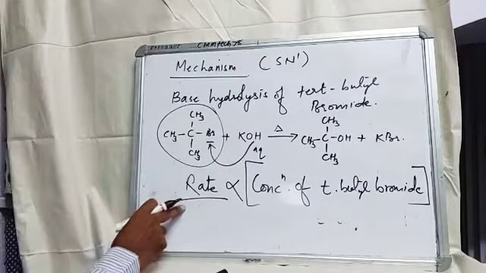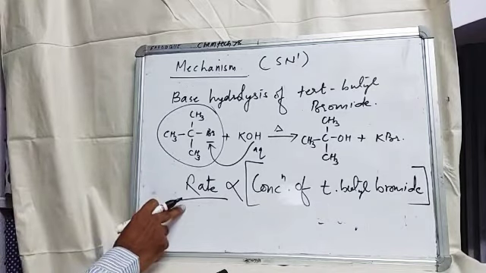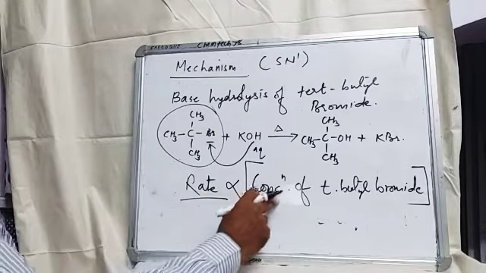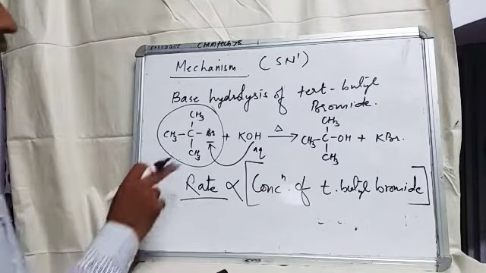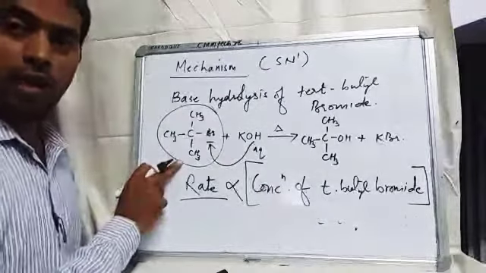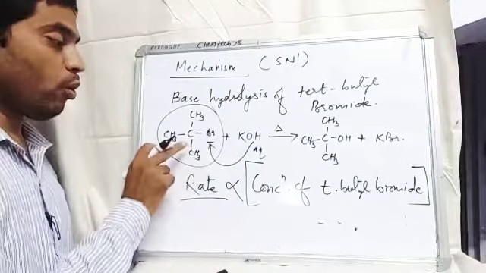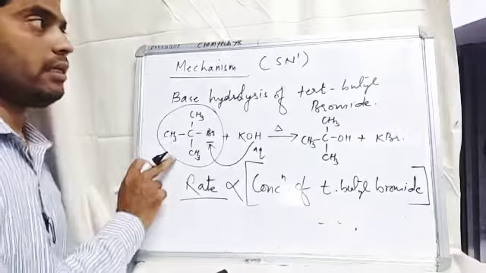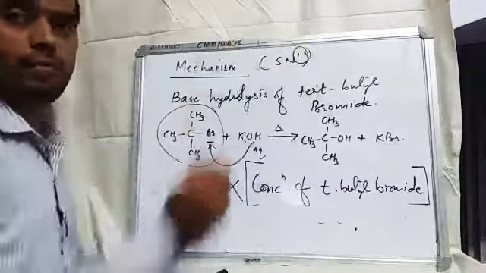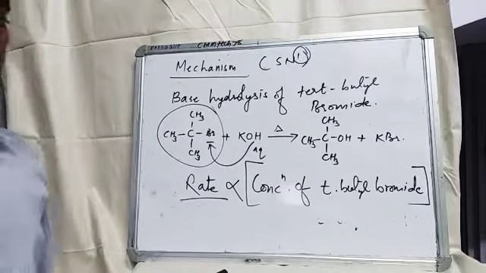In this reaction, the rate of reaction, the velocity of reaction, is directly proportional to the concentration of tertiary butyl bromide. Now if the rate of reaction depends only on the concentration of one reactant, then we will say unimolecular.